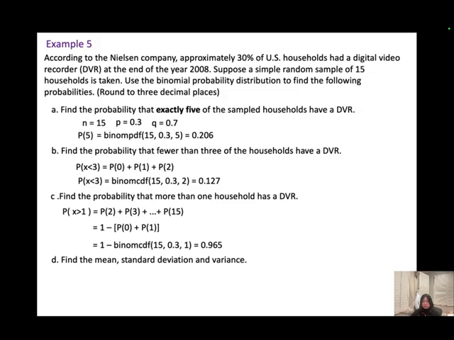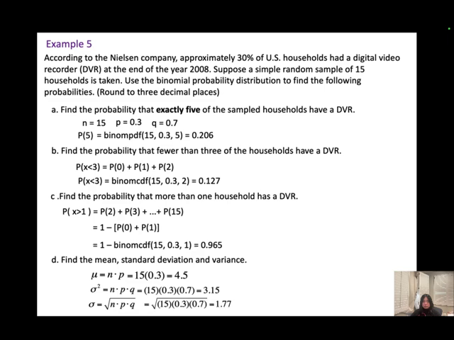Okay, find the mean, variance, and standard deviation using the formulas. This is the variance, and this is going to be the standard deviation. So plug it in. For q, you could plug in 0.7, or you can use the formula n times p times 1 minus p. Check your work. Okay, mean, variance, and standard deviation.